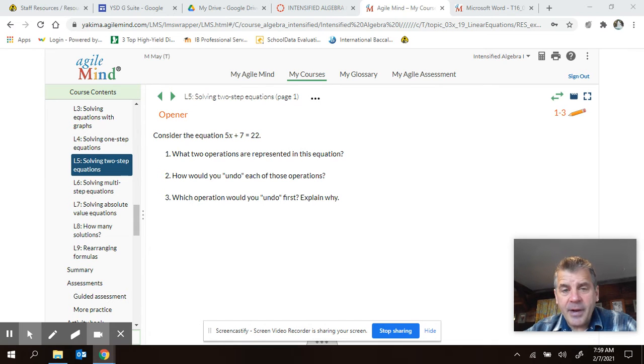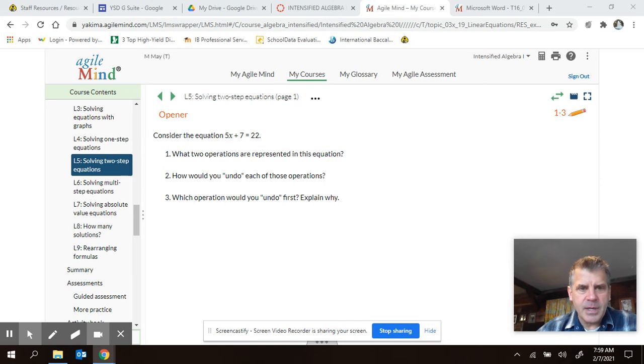In the equation you're presented with in the opener of this first part of the lesson, 5x plus 7 equal to 22, it's important to understand that our left side and our right side are still involved, and there's at least one more operation in this case with solving the equation. So what I'd like you to do is pause the video at this point and answer those three questions, and we'll all come back together and look at that.